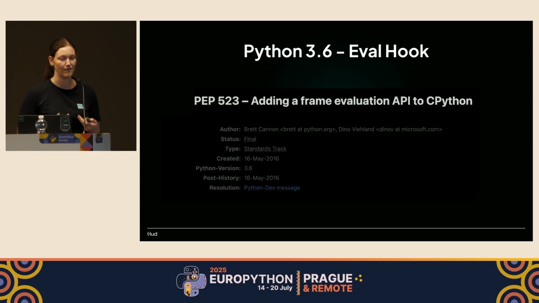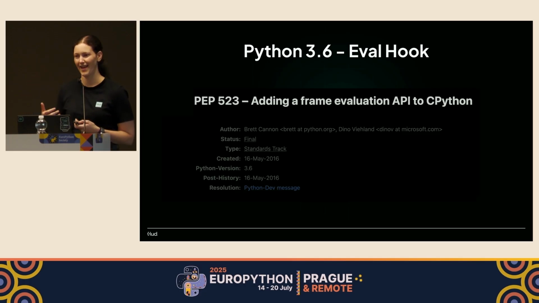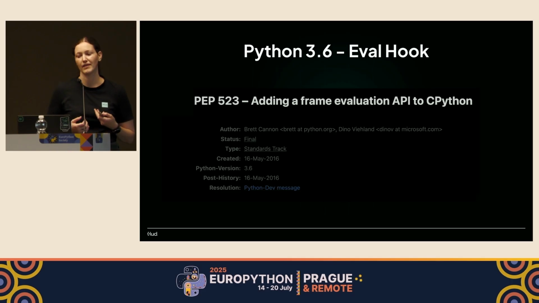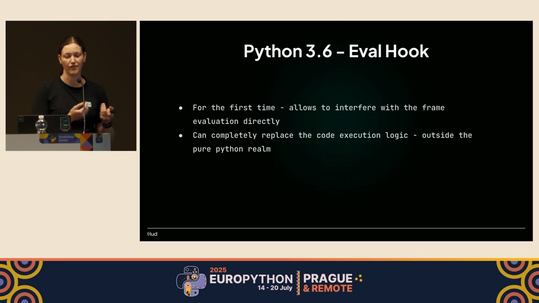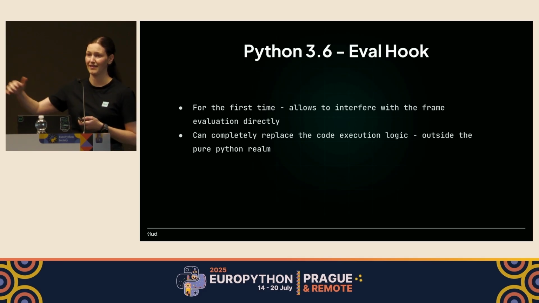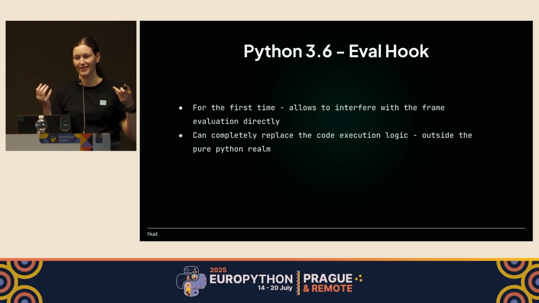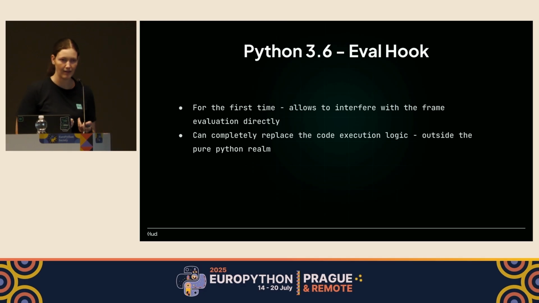It's PEP 523, actually authored by Brett Cannon, who's also speaking at this EuroPython, which is cool and exciting. And what this basically allows us is to add frame evaluation to CPython. So this is the first time that we can interfere on the frame level. If we had functions and lines, and then modules, now we have frames, which are more relevant and more fine-grained to what we want. And we can also completely replace the code execution logic. If we wanted to open a terminal and type in hi, we would still be able to do that, because we're using CPython and we have all that power.